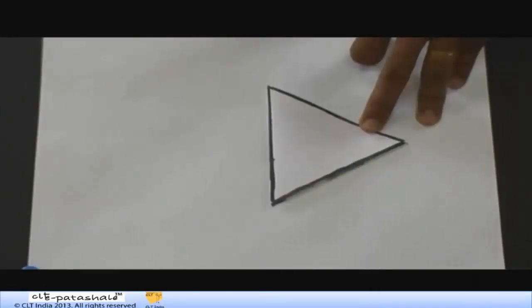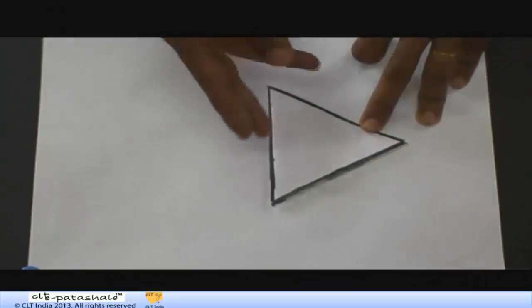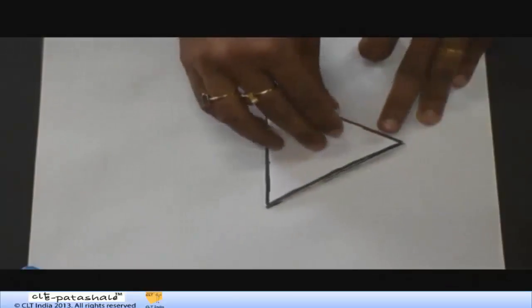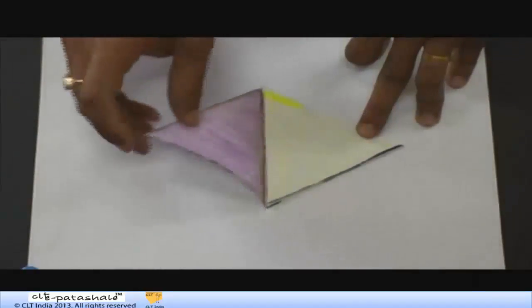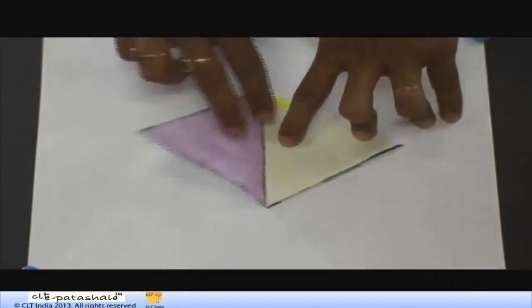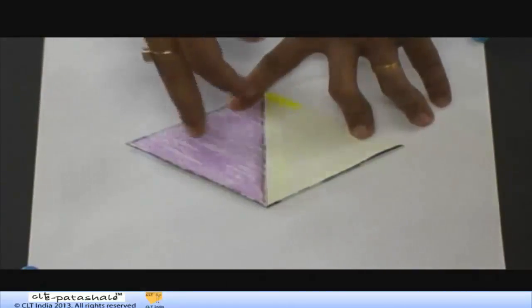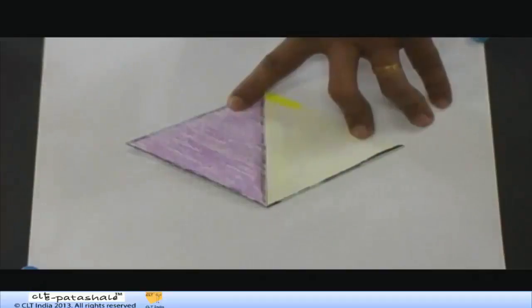Let's see now how fractions can be looked at when we add pieces to one another. We have an equilateral triangle here. This is 1. When we add one more triangle to this, then each triangle becomes 1/2 of the total shape.